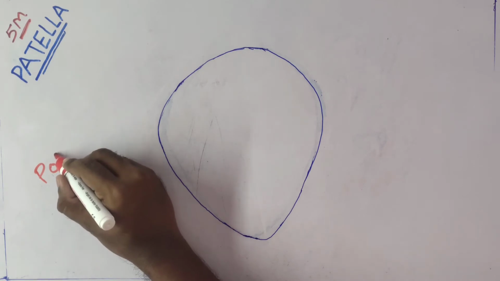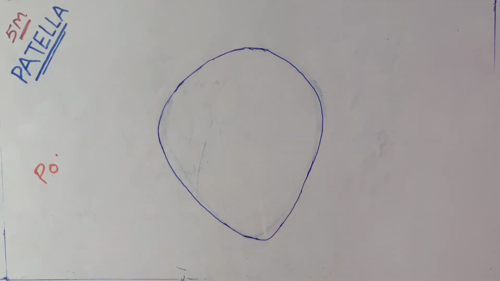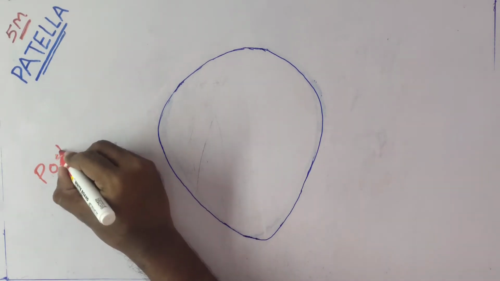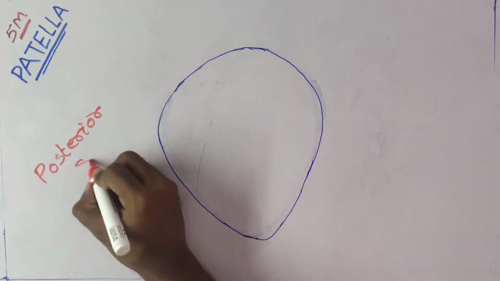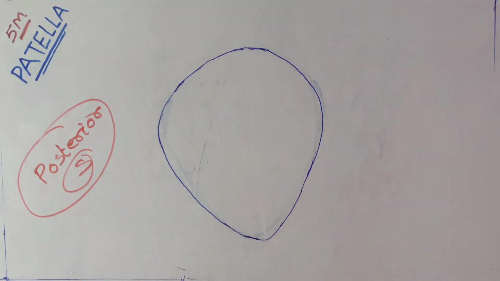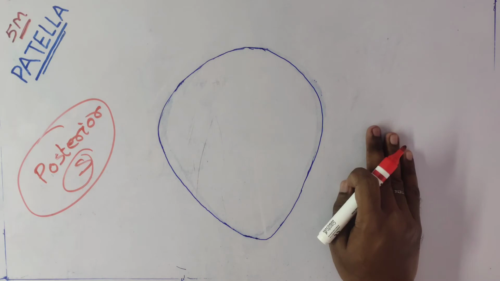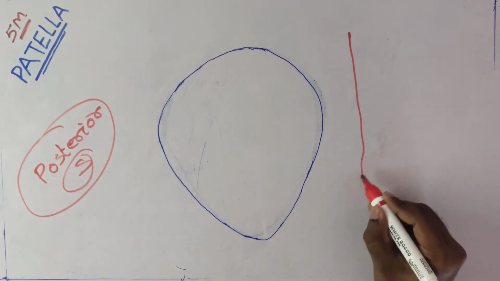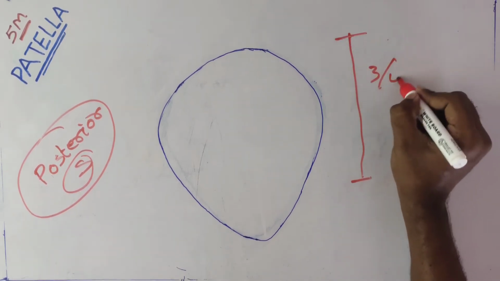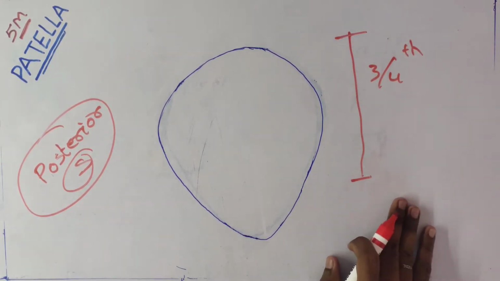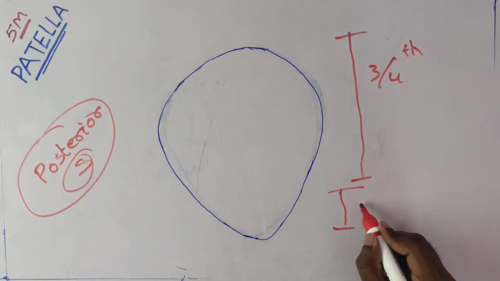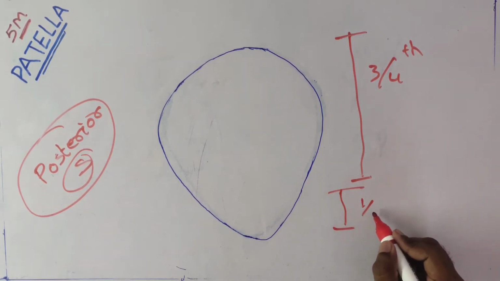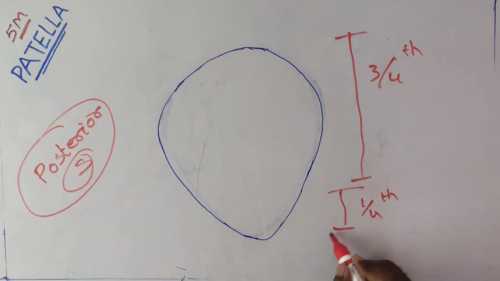There are two surfaces. In that we are going to study the posterior surface. The posterior surface is articular in its 3/4, which we have studied already. Three-fourths of the posterior surface is articular and the last 1/4 is non-articular at the apex side, that means at the lower side. This is the non-articular area.